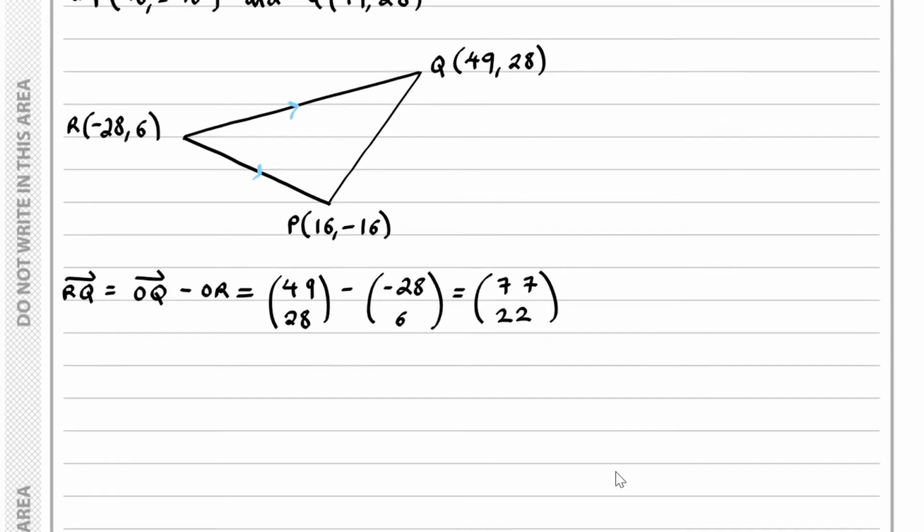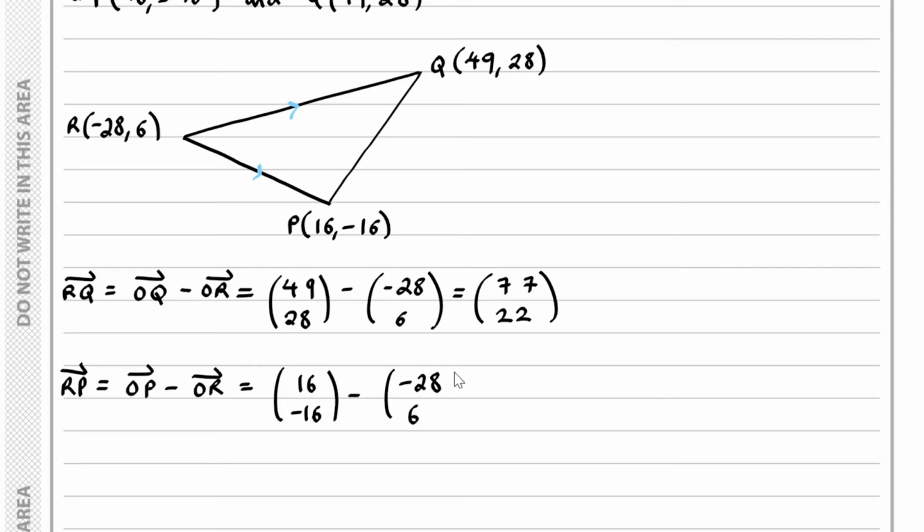And RP, sorry, not PR, RP, that's equal to OP minus OR. So we have OP with coordinates 16, minus 16, minus minus 28, 6. It turns out we get 44, minus 22.